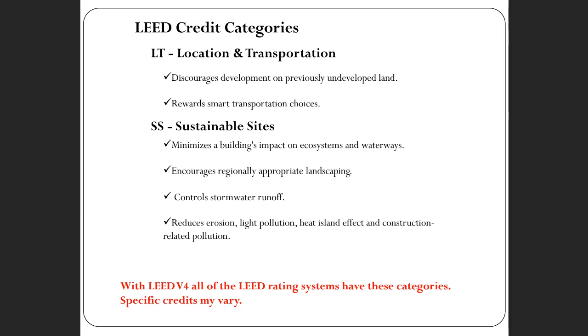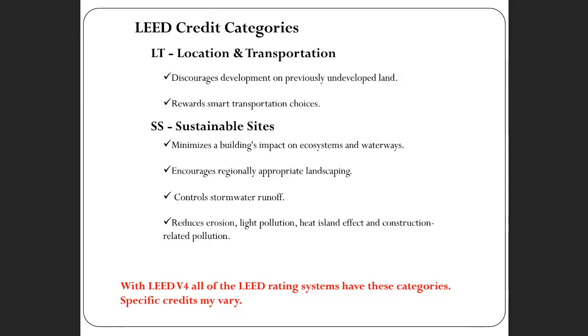But again, in credit category LT, or location and transportation, we want to discourage development on previously undeveloped land, rewards smart transportation choices. We talked about this earlier, right? We ideally want to encourage development in an area that's maybe been built previously, where the infrastructure already exists.